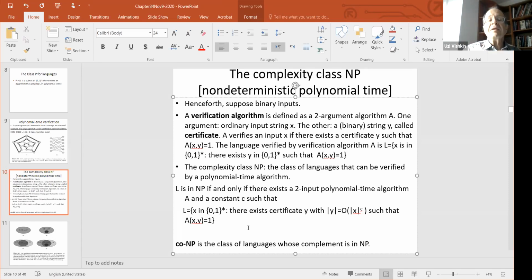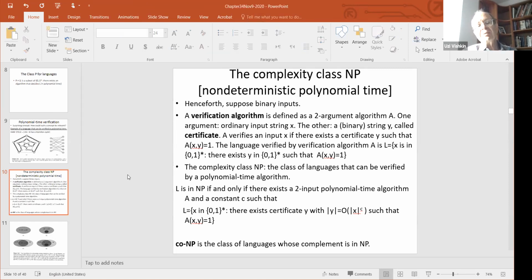Okay. So this is the class NP. It's a very confusing class for now, and I expect you to comprehend this, not fully, not at this point, but as we advance and we'll go through more examples, things will fall into place.